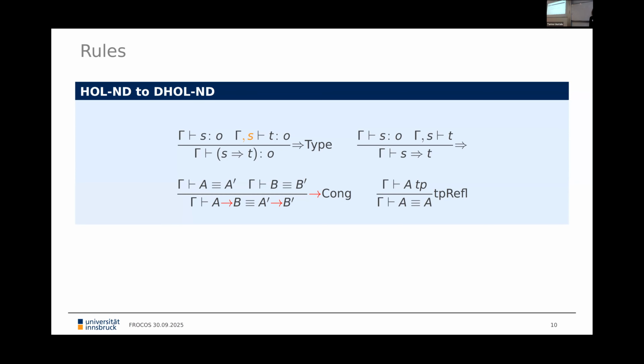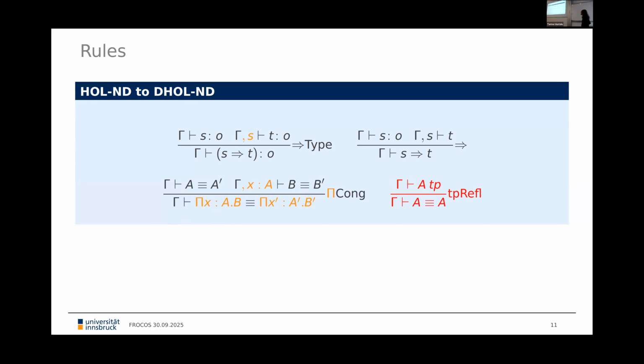However, in the congruence, of course, we now don't have only simple function types, but we have dependent function types. Once again, we see that we use this X of type A in our context to maybe prove that B is equal to B prime. The big change, however, is in the type equality. Previously, I said it was very simple. It's just the same thing.